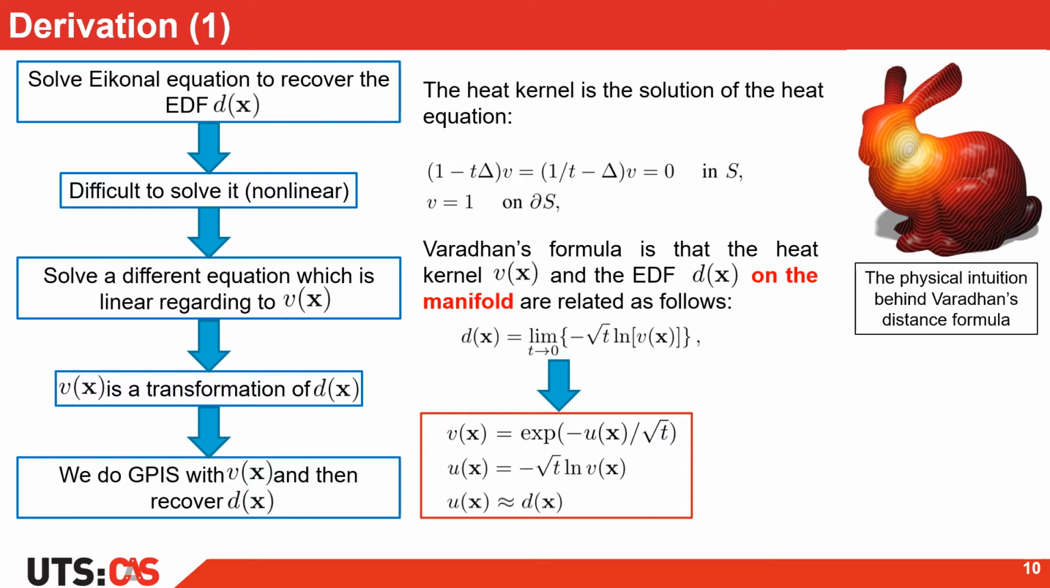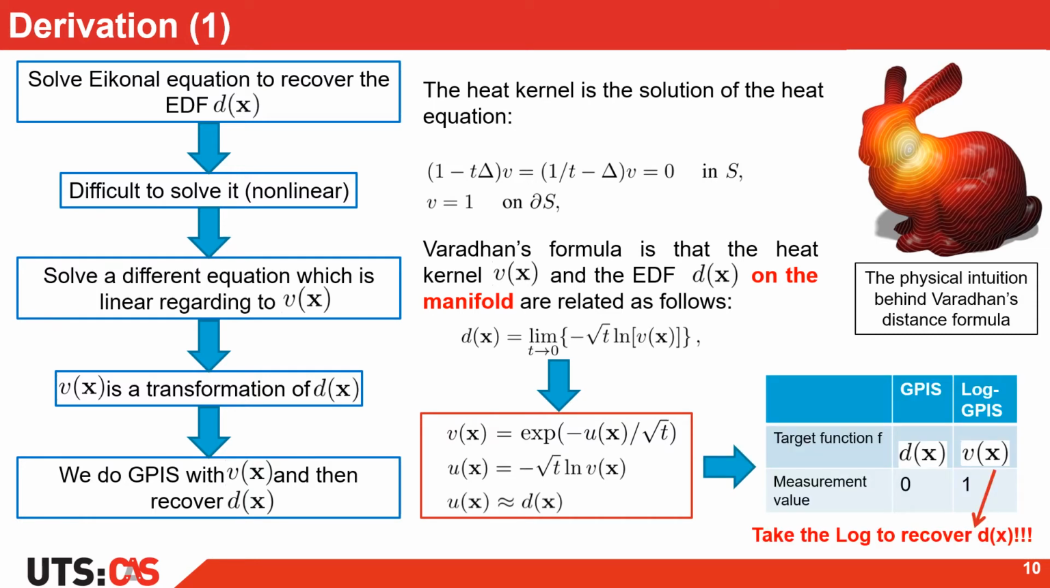Instead of solving a kernel equation regarding dx, we will solve Varadhan's formula regarding Vx. Also, the approximation gets better as t approaches 0. We define the approximation of dx as ux. For log GPS, the distance at the query point is obtained by taking the logarithm of the GP inference result with target measurement set as 1.